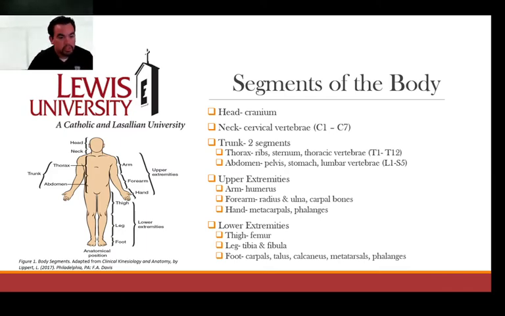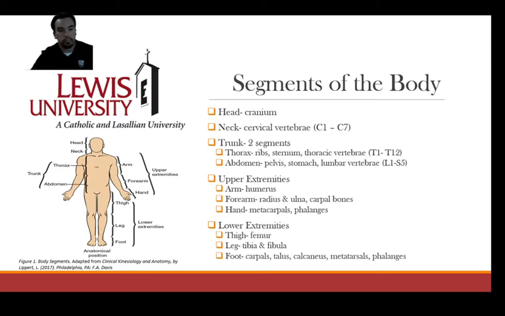So I took these pictures from Clinical Kinesiology and Anatomy by Lippert. Okay, and you look here, and we have the head. That consists of just the cranium, so the skull. We then have the neck, which is your cervical vertebrae, and that's C1 through C7. So we're looking at the base of the skull here and going down to right about our shoulder line here.